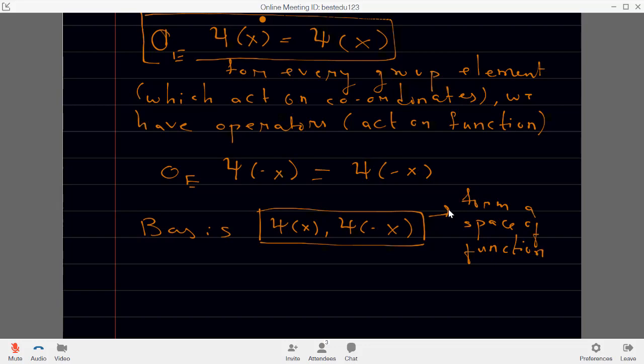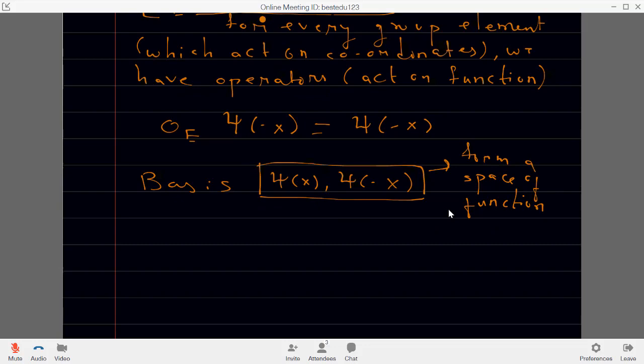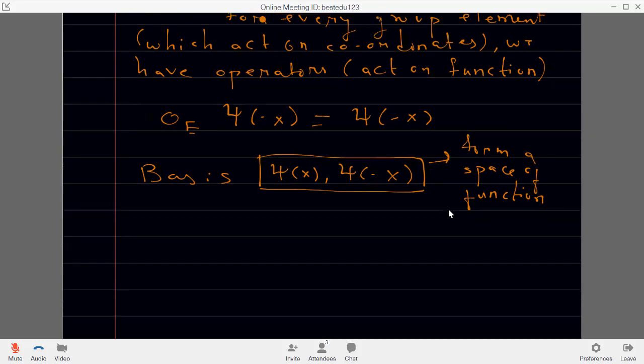So now using this basis, I'm going to make a matrix representation of this operator. Let's see how. First act the operator E on the basis psi of x and write it. What do we get? We get psi of x. That means I can write it as 0 multiplied with psi of minus x.